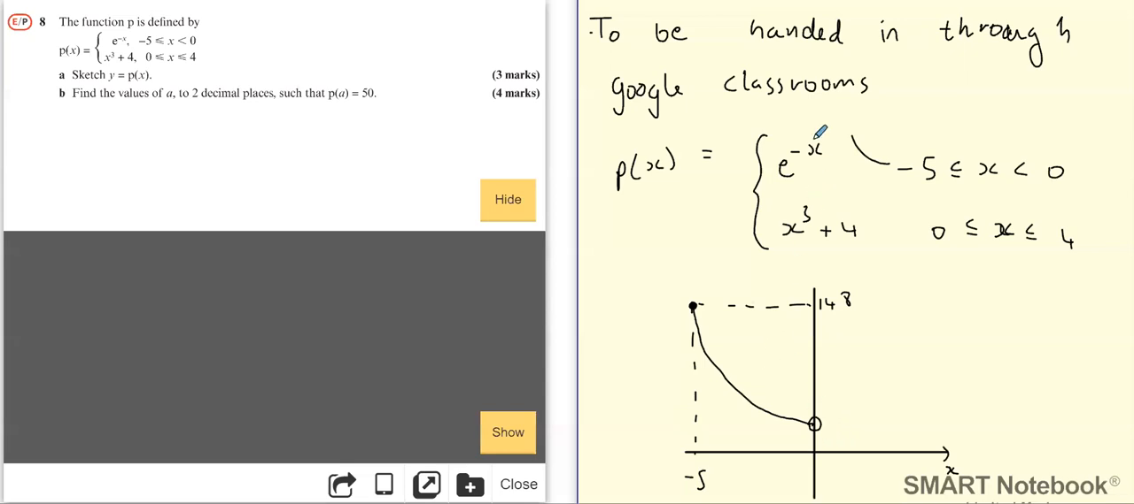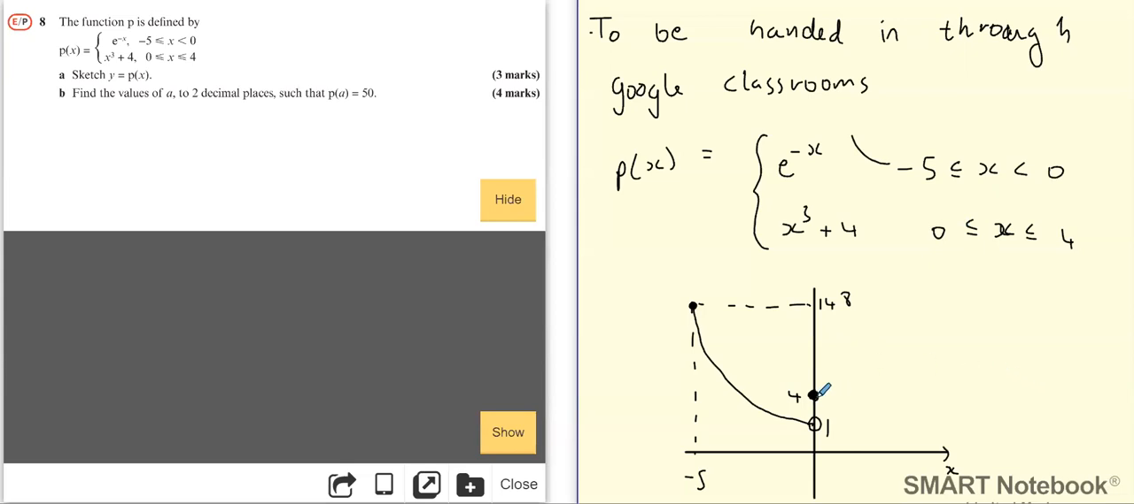It has to be 1, because my x value is 0, so e to the -0 is 1, so this is 1. And this is important because the next bit that I sketch now, x cubed plus 4, is going to start on the y-axis at 4. So we've got a solid circle there because we are including 0 in this range.